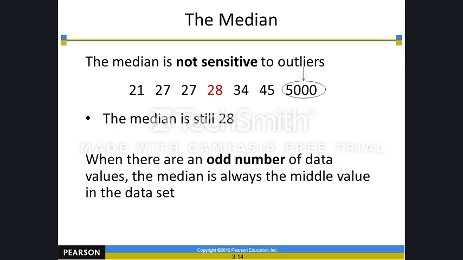So one good thing about the median is that it's not sensitive to outliers. So we look at this example where you have an outlier which is like 5,000. It still doesn't change the position of what my median would be. So when we have an odd number of data values, the median is always a middle value, right? So what happens if the number of data points we have is not odd, it's an even number? Then what do we do?